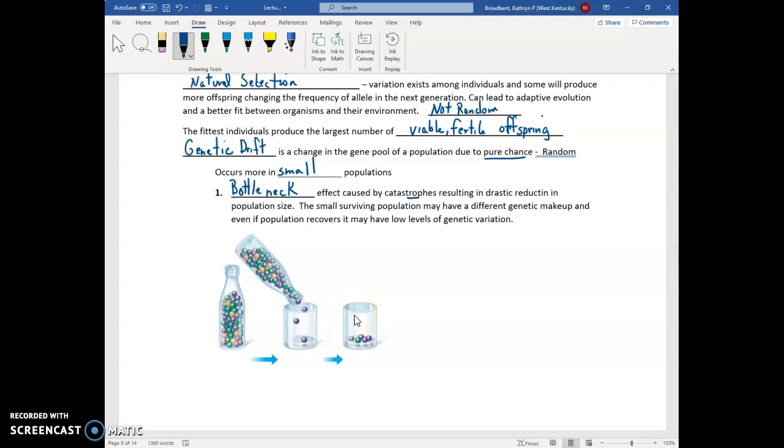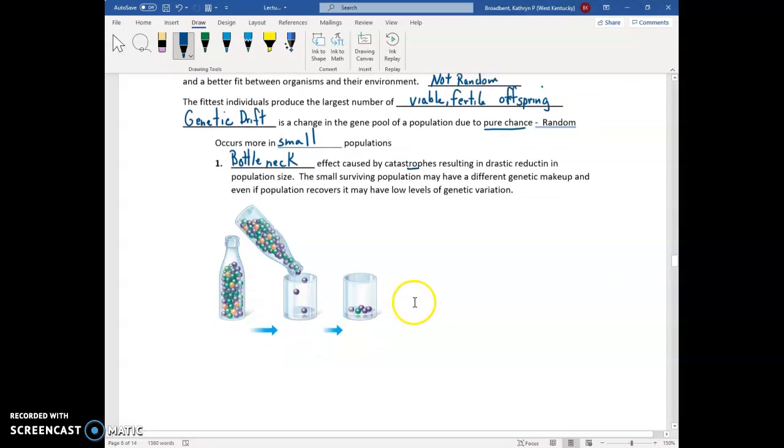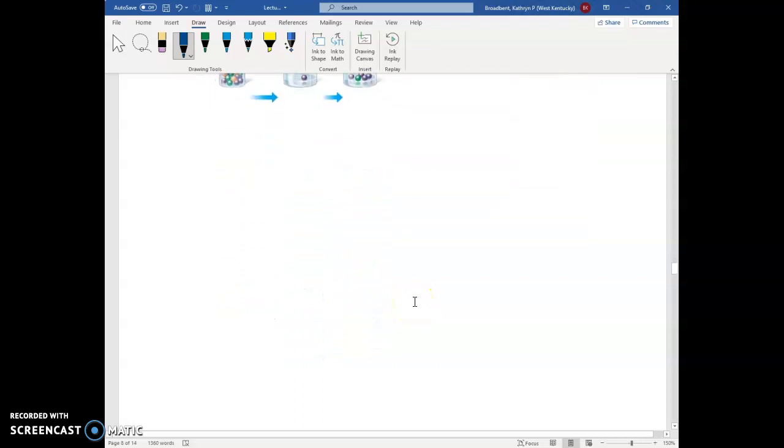So let's look at this bottle. In here we've got purple, orange, and green marbles. If we only shake a few out, we end up with just purple and green marbles. And even if this population recovers, it has lost the orange allele. And the ensuing population will have less variability.